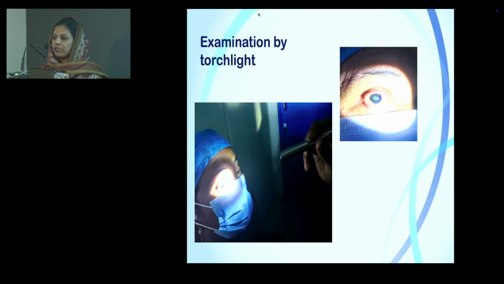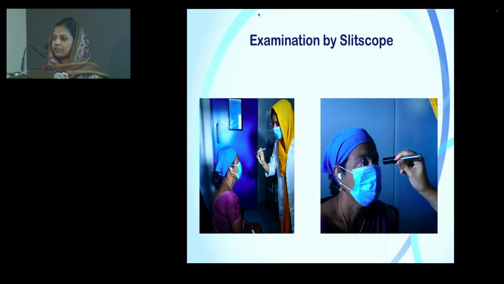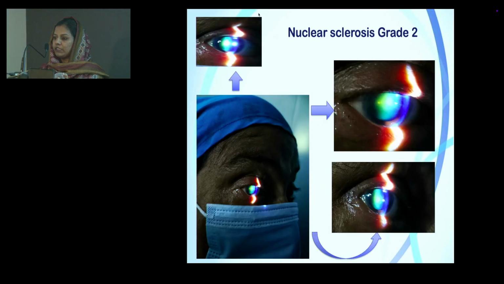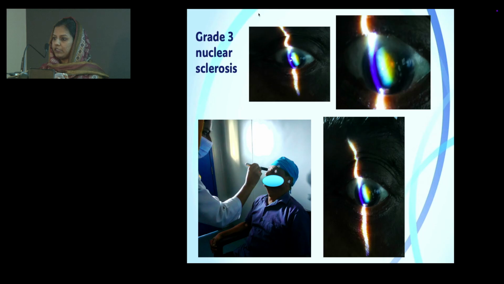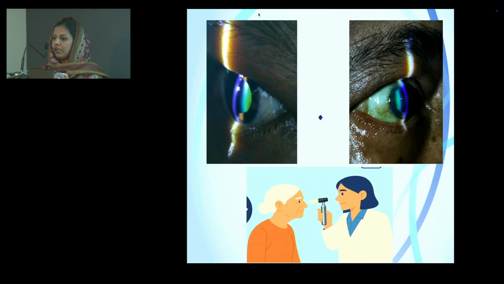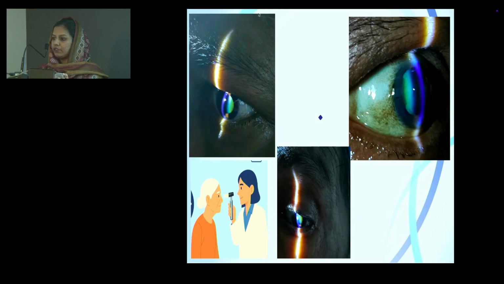This is how the examination by torchlight looks. We can see a diffuse light. This is how the examination by Slitscope looks. This is nuclear sclerosis grading in a patient showing grade 2 cataract examined by Slitscope. This is another patient showing nuclear sclerosis grade 3, and these are various examination findings by Slitscope.